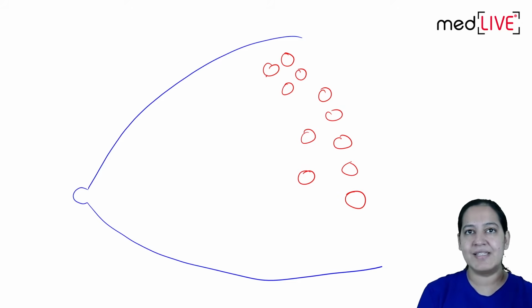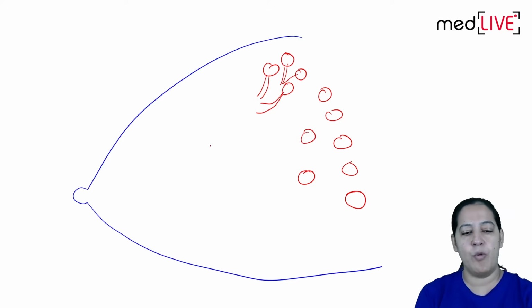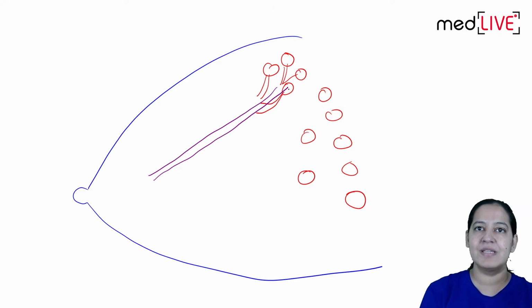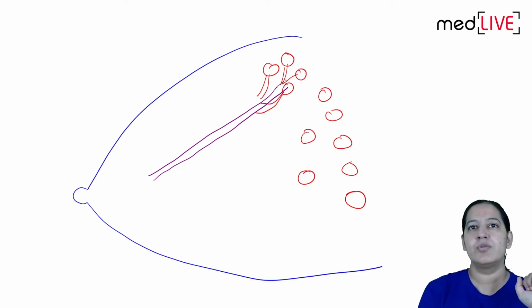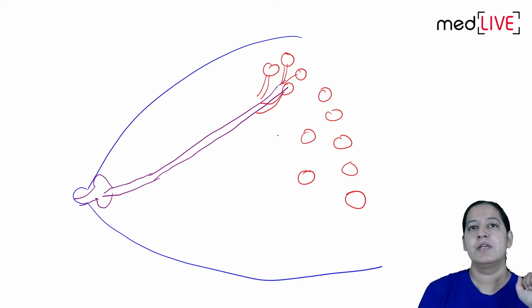These ductules and acini open in terminal ducts. Multiple terminal ducts open in a lactiferous duct. This is one of the lactiferous ducts. This happens throughout the breast; I am drawing only a portion. The lactiferous duct opens in the nipple. Just before opening, it has a dilatation known as the lactiferous sinus. Milk collects here and then it opens in the nipple.